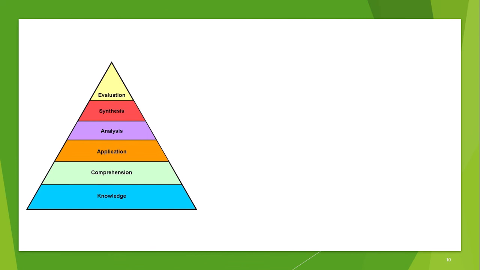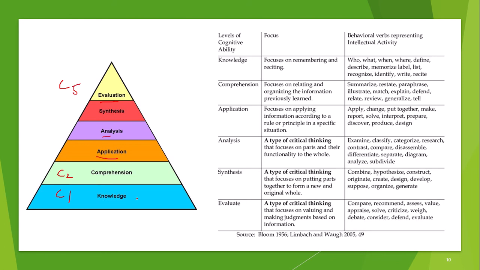A quick review about the cognitive levels. You may know about cognitive level 1, C1. This is C1 knowledge based, C2 comprehension, C3 application, C4 analysis and C5 evaluation. Detail is given here. What is C1 knowledge? It focuses on remembering, reciting, then comprehension, organizing the information. These are the cognitive levels.